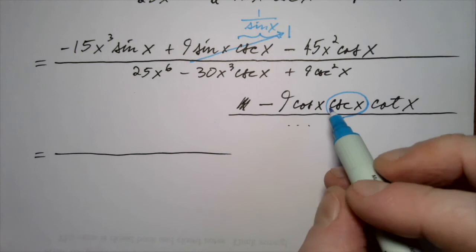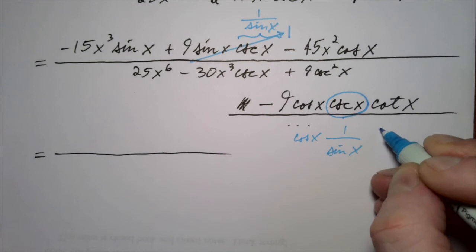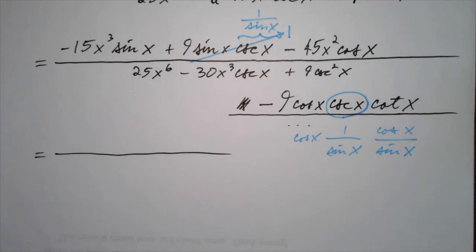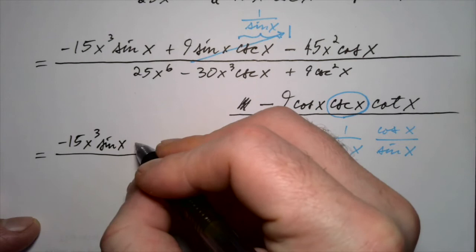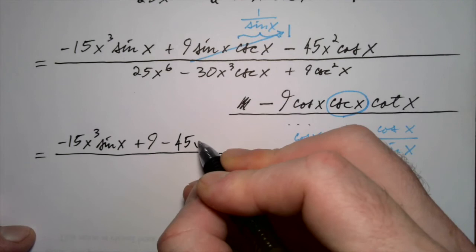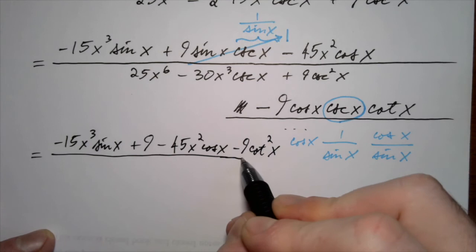So if we think about these three terms, we have cosine, we have 1 over sine, and we have cosine over sine. Those will combine together to give cosine squared over sine squared. So we'll write that actually in terms of cotangent squared. Here we go. Minus 15x cubed sine of x, leave that term alone, plus 9, all by its lonesome, minus 45x squared cosine of x, and then this final term is minus 9 cotangent squared of x. That cotangent squared is coming from combining these trig functions appropriately.